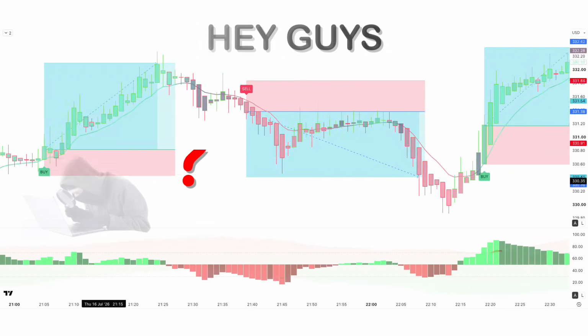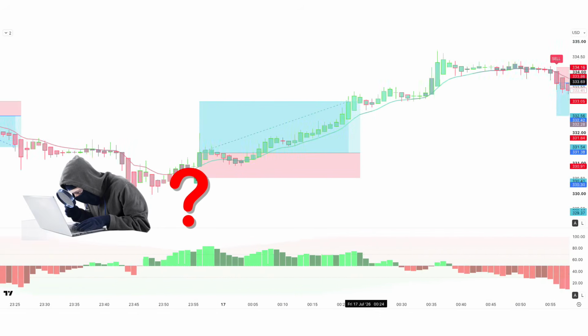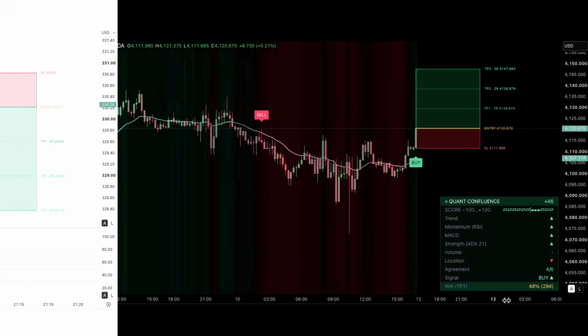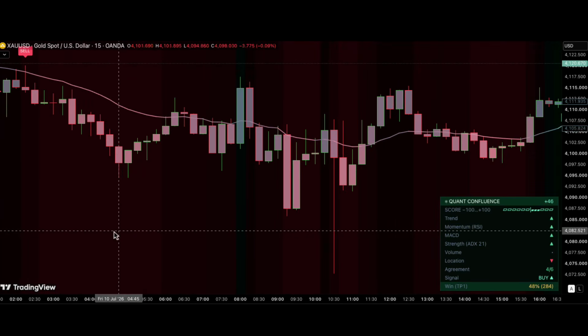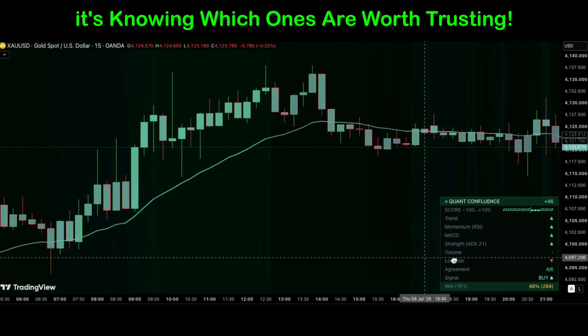Hey guys, have you ever looked at a chart and thought, should I enter now or wait? That's exactly where most traders lose money. The problem isn't finding signals, it's knowing which ones are worth trusting.